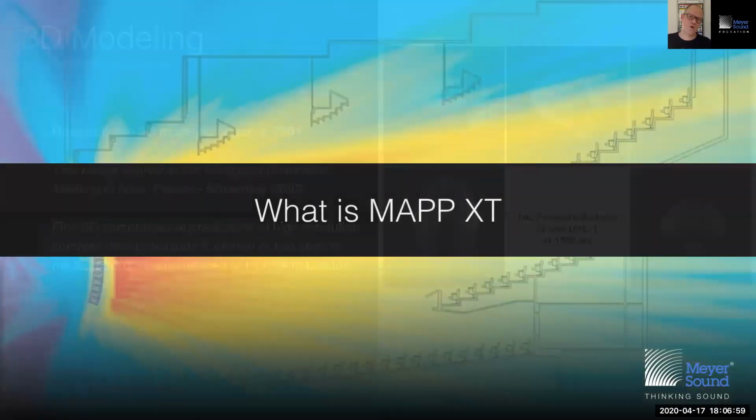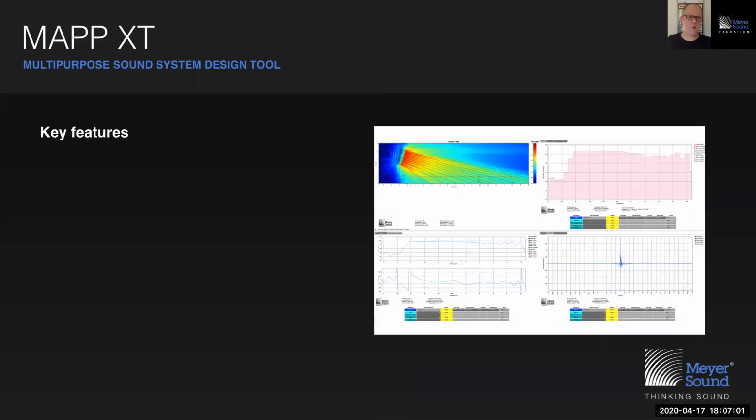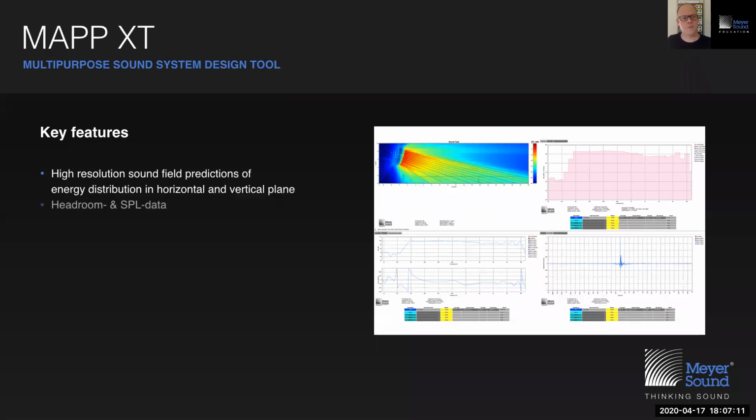Okay, so what is MAPP XT? Well, it's a multi-purpose sound system design tool, and it has the following key features: high-resolution sound field predictions of energy distribution in either the horizontal and/or vertical plane. It will show you headroom data and SPL data in such a way that you can ensure yourself that your loudspeaker is still within its linear range of operation. So it's not going into compression and it's not distorting, as we're about to discover.